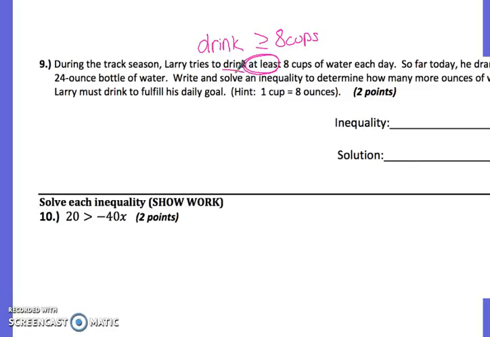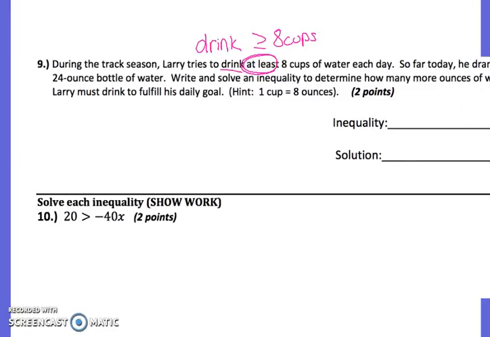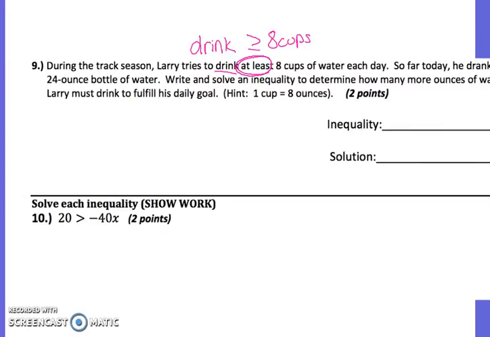So far, he drank a 24-ounce bottle of water. So far he's drank 24 ounces. Careful, this is ounces, that's in cups. Write and solve an inequality to determine how many more ounces of water he must drink to fulfill his daily goal. Hint, 1 cup equals 8 ounces. So if I know that he has 8 cups and 1 cup is 8 ounces, well, 8 times 8 is going to be 64 ounces.